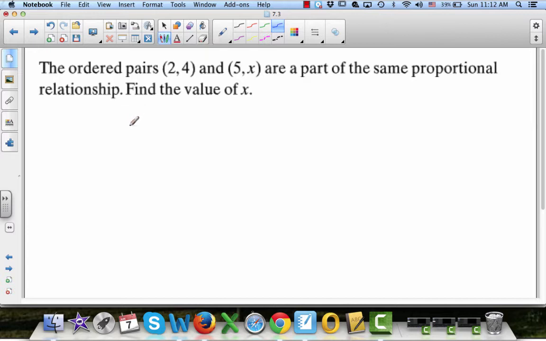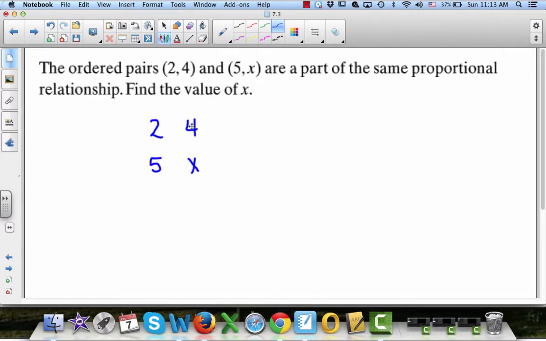Okay, the ordered pairs (2, 4) and (5, x) are part of the same proportional relationship. Find the value of x. All right, what this means is, remember, the first number is the input, the second number is the output. So we've got 2 is our input, 4 is our output, 5 is our input, x is our output.